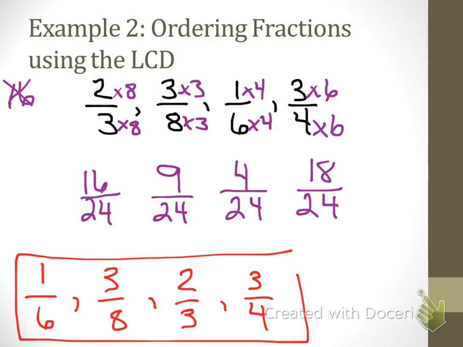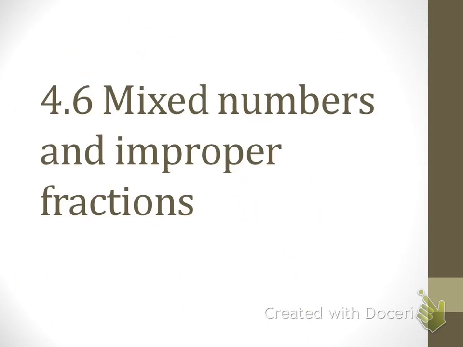Okay? So there's a couple steps here. The first one is to find your LCD, then create all of your equivalent fractions, and then you can compare them and write them back in their original format. Okay, so that's everything you need to know for 4.5. Now we're going to shift over to 4.6, and we're going to talk about mixed numbers and improper fractions.